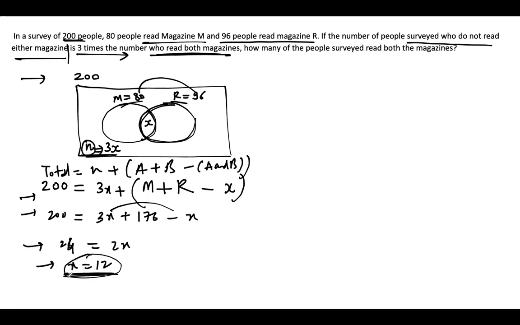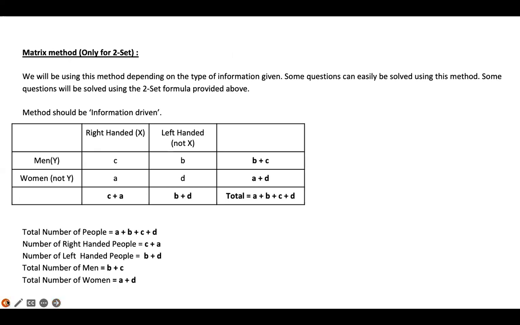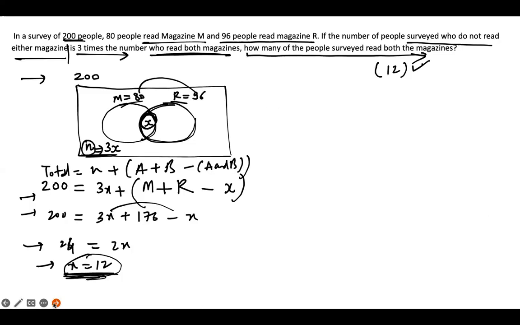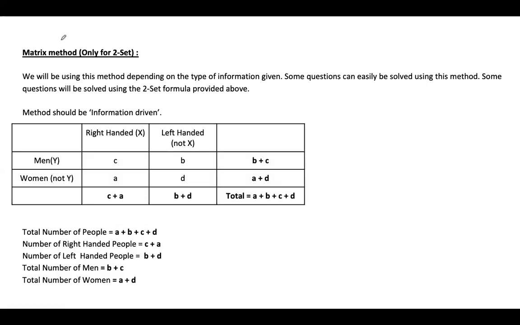Once you have found the value of x, please see what the question is asking. How many of the people surveyed read both the magazines? Both the magazines, the question is asking what is the value of x. So the answer comes out to be 12. Hope it is clear. I've just applied what we have learned. Same thing. This thing I'm denoting in some other way, and I'll be using this way only when the information is given to me in that manner.